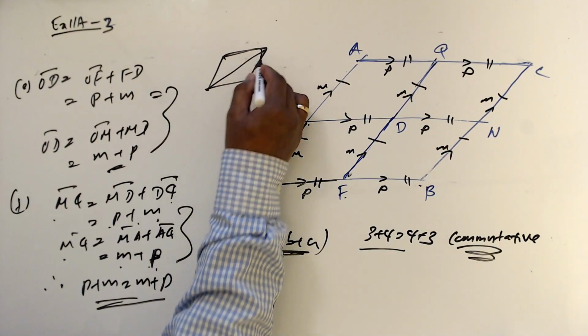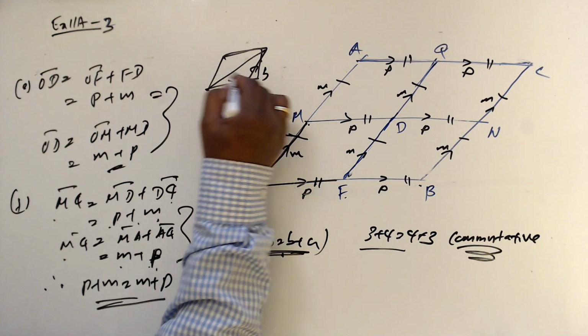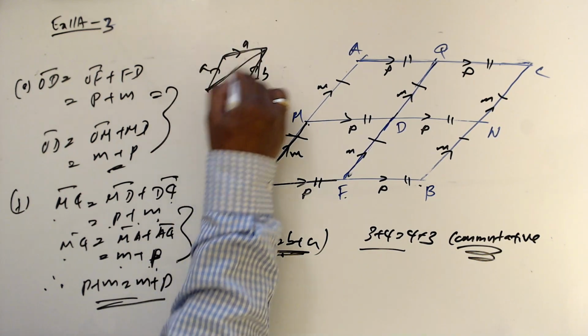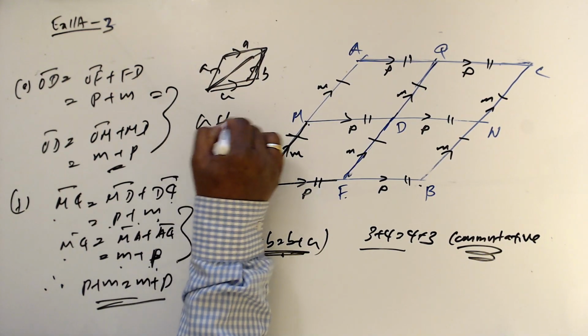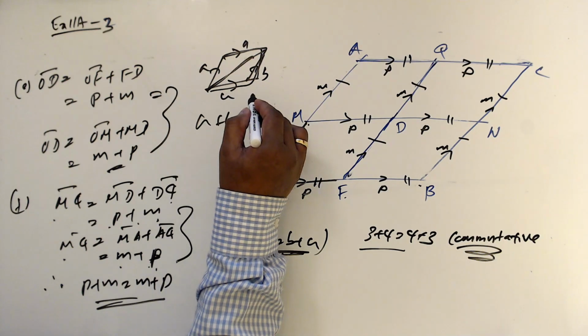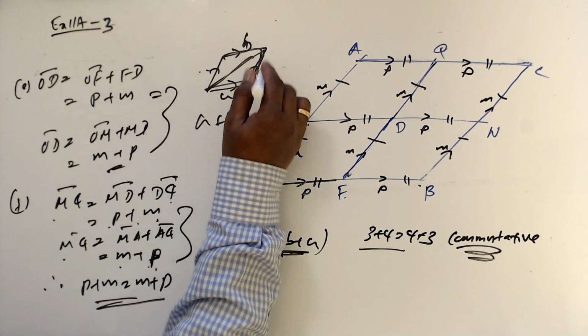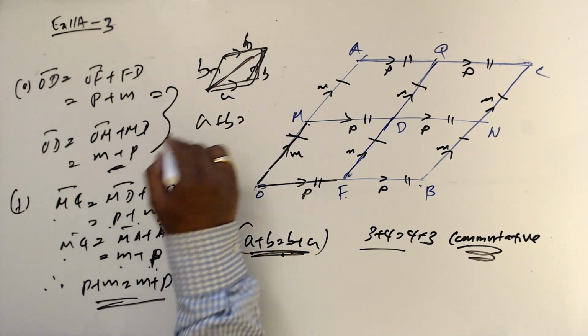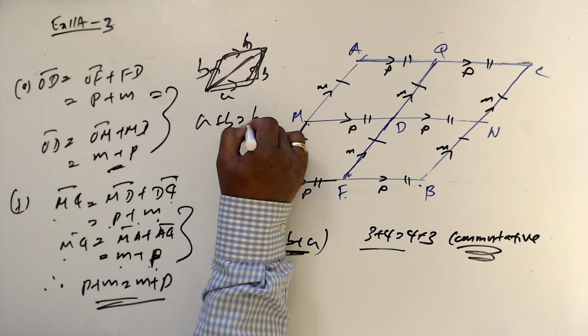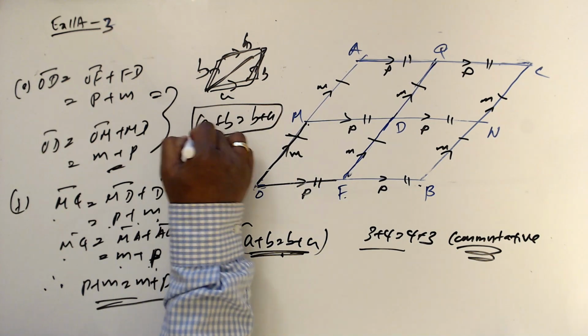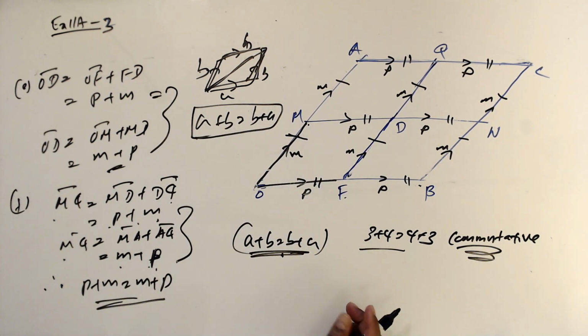If this is A and this is B, we are going from this direction, A plus B. And this is B, this is A, so we are going from this direction, that is B plus A. So A plus B equal B plus A. Vectors are commutative.